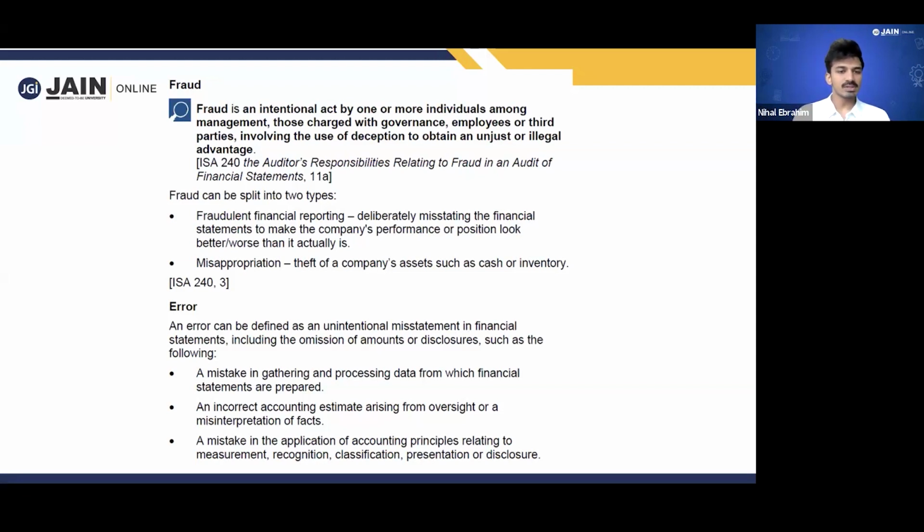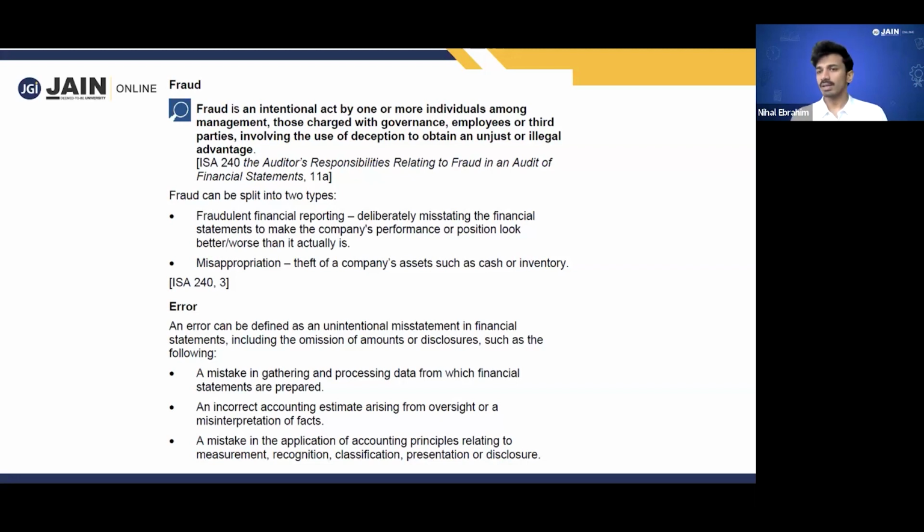And the second type of fraud, which is misappropriation, is straight up theft. It's straight up stealing from the company. It can be inventory, it can be cash, it can be purchase of assets for personal use using company accounts. Whatever it is, misappropriation is basically theft. So these are the two types of fraud that can happen inside a company.